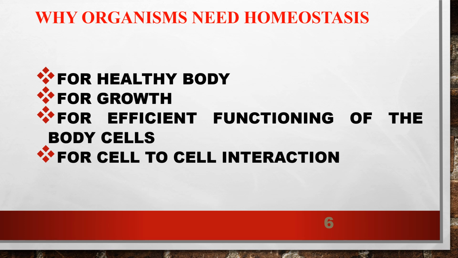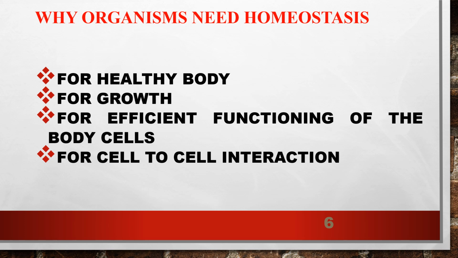Why do organisms need homeostasis? For a healthy body. For the body of an organism to work healthy, there is need for maintenance of internal parameters within the set point value or within the narrow limit. For growth, any organism without homeostasis cannot grow and will not have proper functioning of the body. So for effective growth, there must be homeostasis. There must be homeostatic mechanism, and the homeostatic mechanism must function toward the regulation of internal body parameters within a narrow set of value.